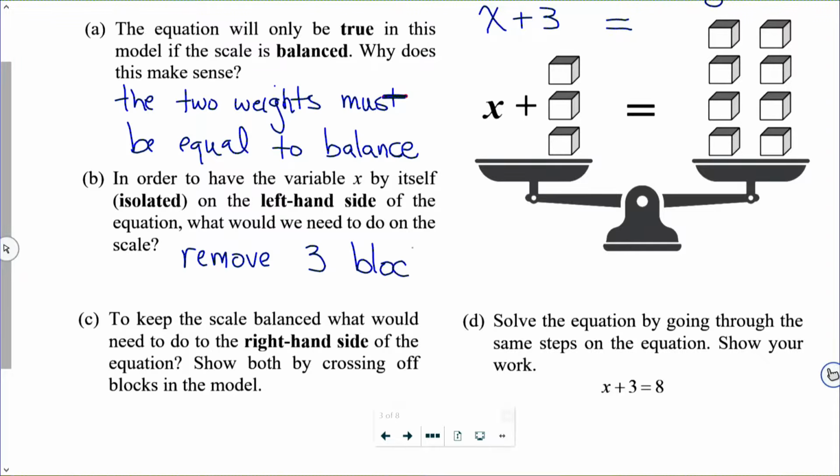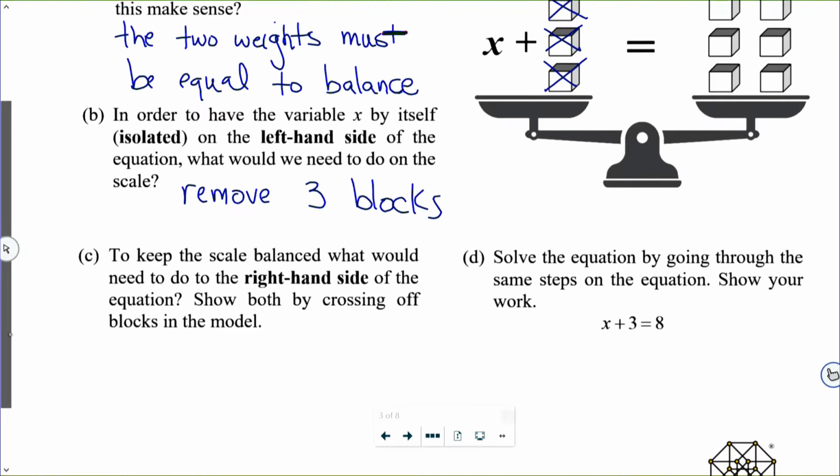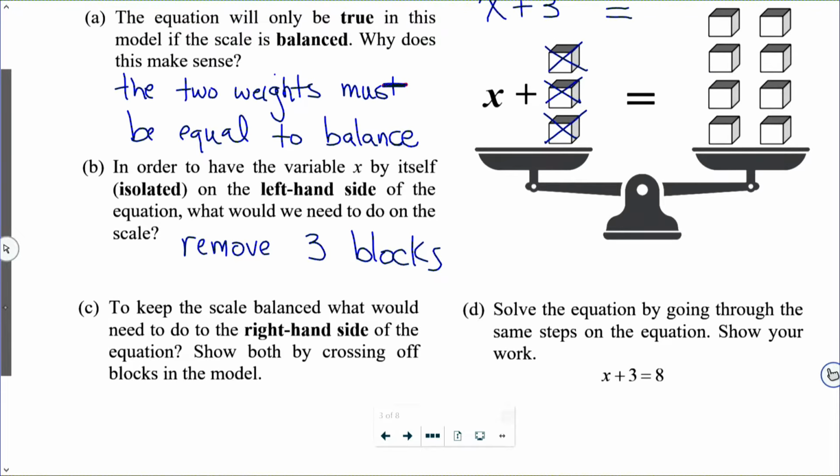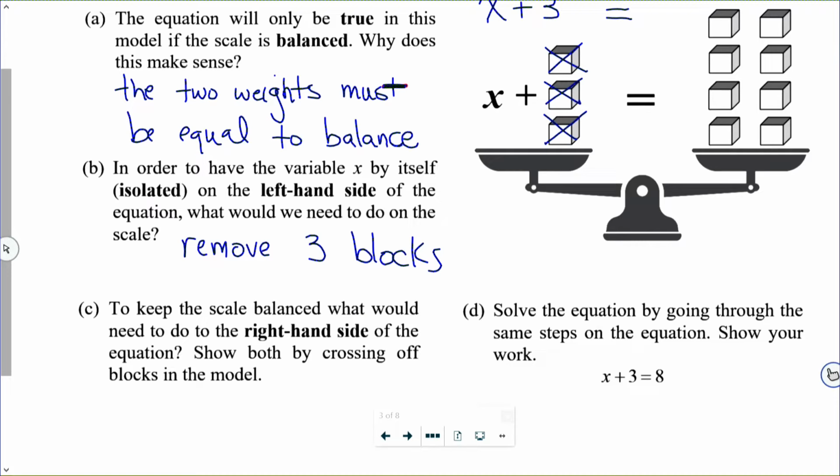Literally, we'd have to come up here and say, all right, I'm going to get rid of this block, and this block. Okay? Now, very important, I'm going to try to keep the picture in here while having letter C. Letter C asks us, to keep the scale balanced, what would we need to do to the right-hand side of the equation? Show both by crossing off the blocks in the model.